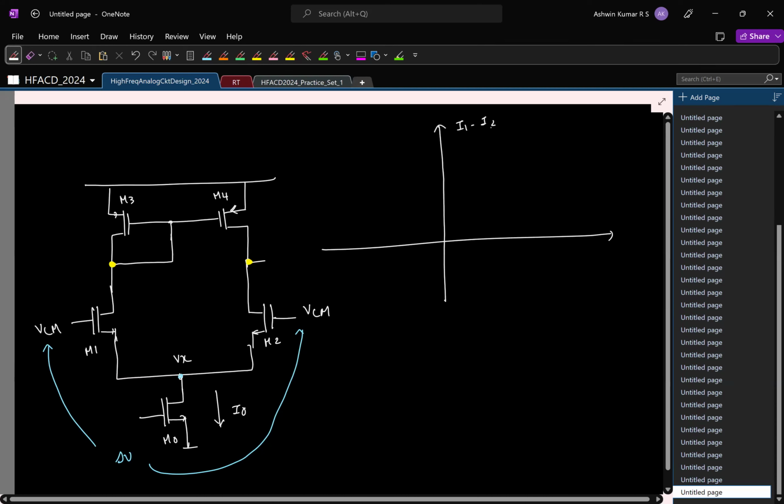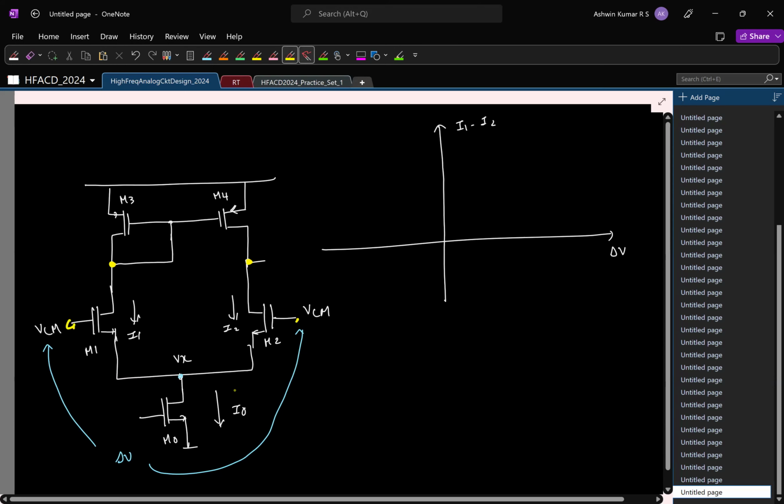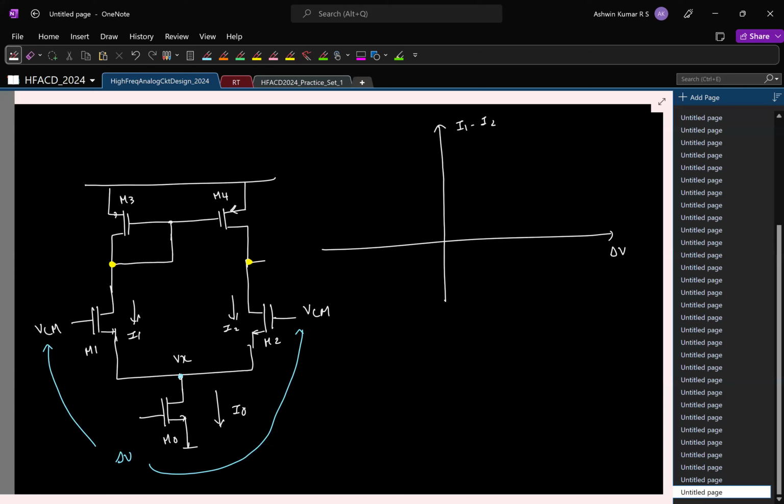The difference between the currents I1 and I2 versus the applied delta V. If delta V is 0, what can you say about the current difference? 0. VCM is there. In addition to it, the two gate voltages have a difference of delta V. And it is also biased appropriately. Okay, the VCM is there for biasing, right? That is there.